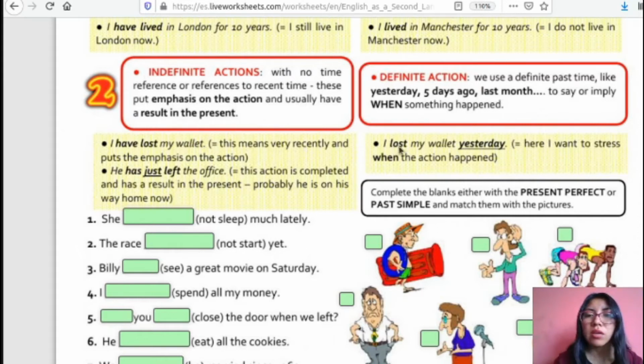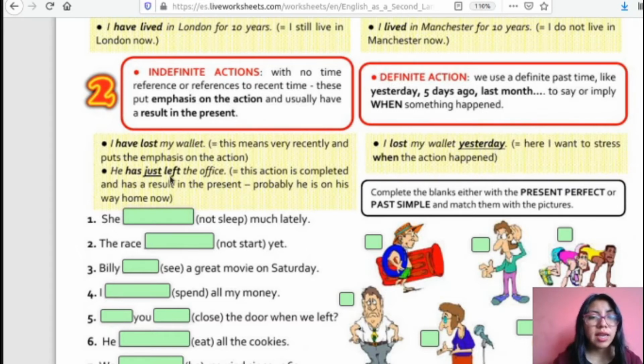Okay? I lost my wallet yesterday. In this case, I am giving a specific time. Yesterday I lost my wallet, so in this case I am using past simple because there is a definite action. I have a specific time.